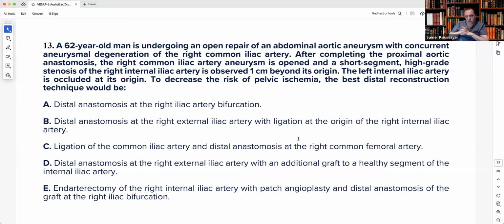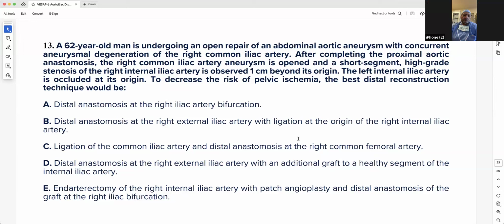So you have a patient where you're going to do an aorto-bi-iliac, EVAR, or open aneurysm repair. Then you notice that one iliac is occluded, and the second one has a stenosis, but the problem is it's 1 centimeter away from the origin, not at the origin. And you only have one internal iliac. How do you deal with that?